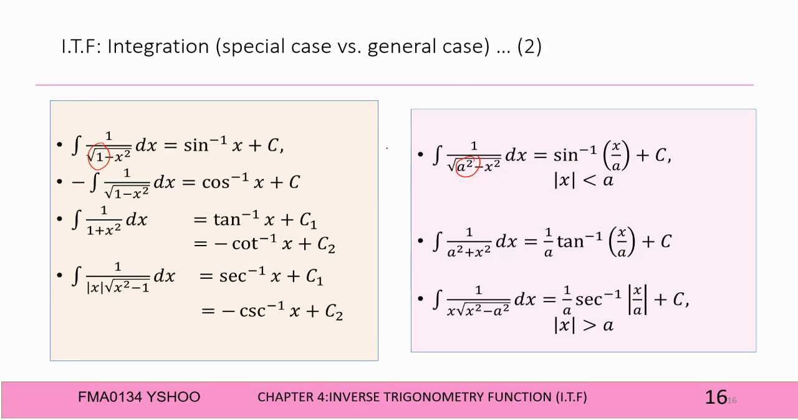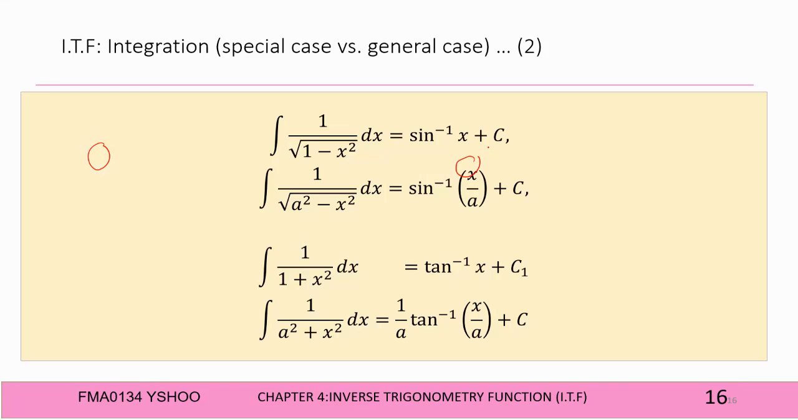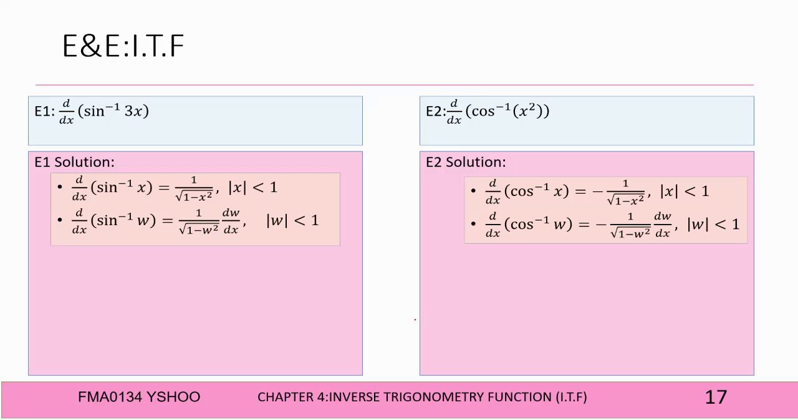So now if you want to use this formula, later on we can discuss how you try to make your question look like this integration, so you can directly use this formula. The difference is only this is 1, this is a, so you have x over a. Like tangent, this is 1, that's why you don't have x over 1, so you have x over a, 1 over a.